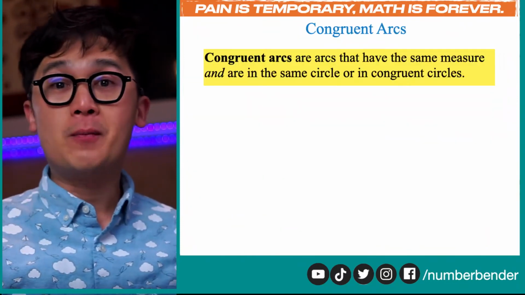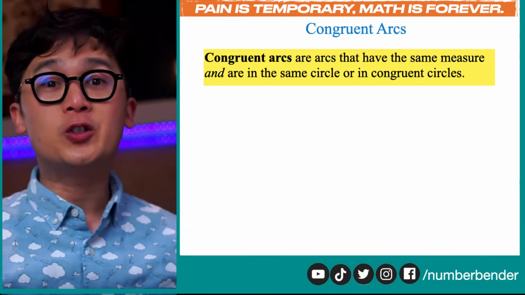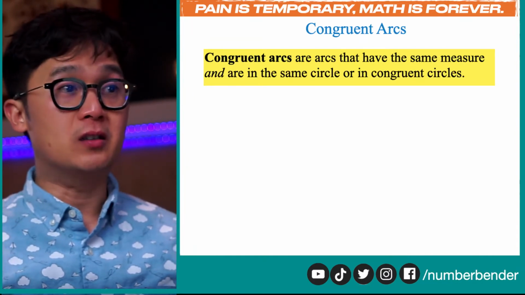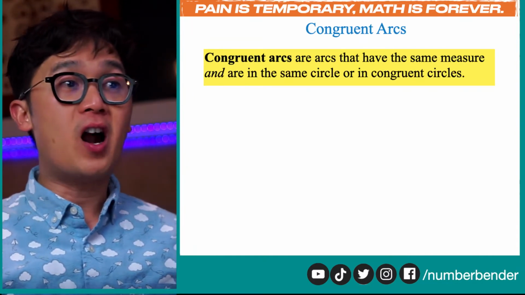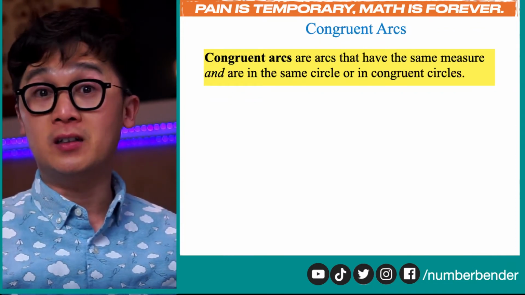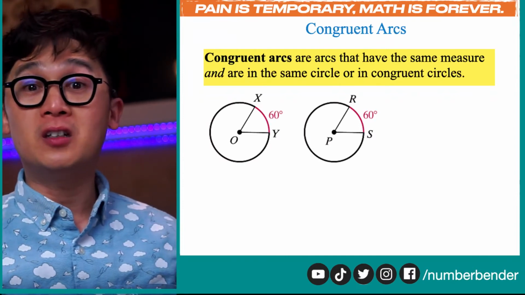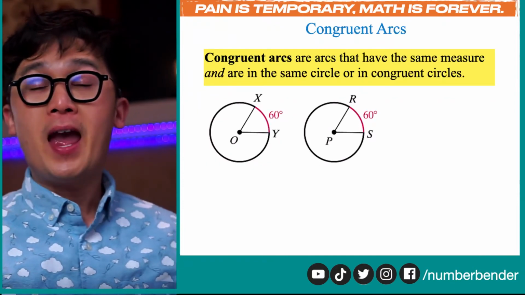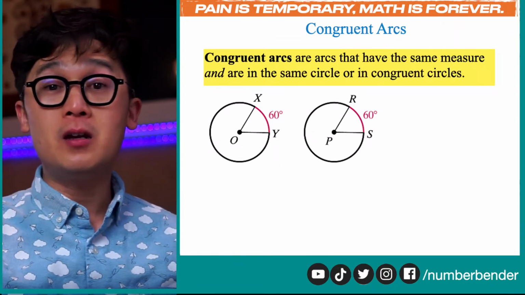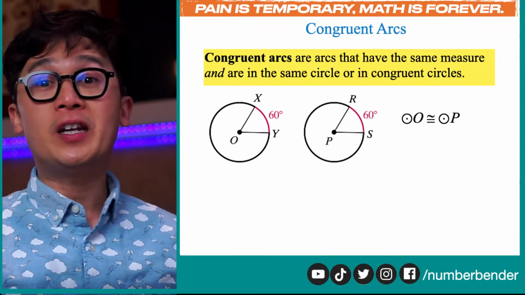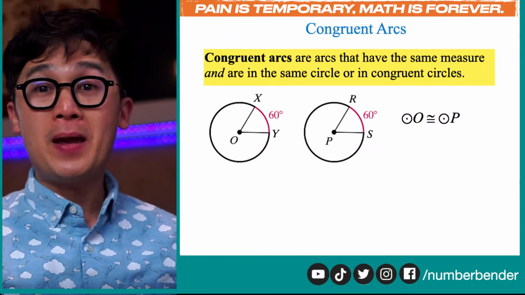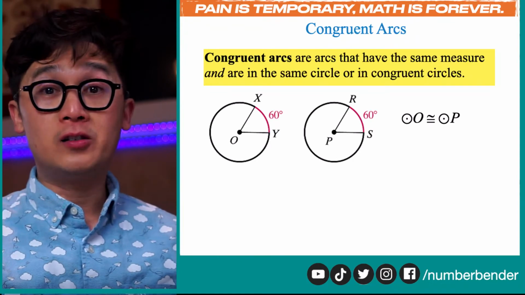So now let's talk about congruent arcs and how to use the theorems of congruent arcs in some problems involving circles. Congruent arcs, by definition, are arcs that have the same measure and are in the same circle or in congruent circles. To illustrate that, let's have two circles, circle O and circle P. We know that they are congruent because they have the same measurement, and by just observation, if we put them on top of each other, they're going to have the same measurement. And if the circles are congruent, their arc measure and arc length are also congruent.